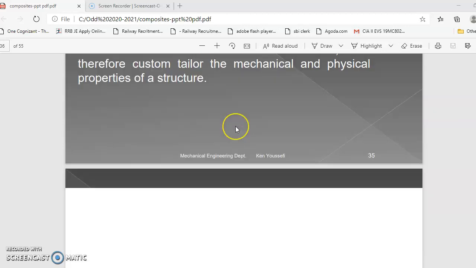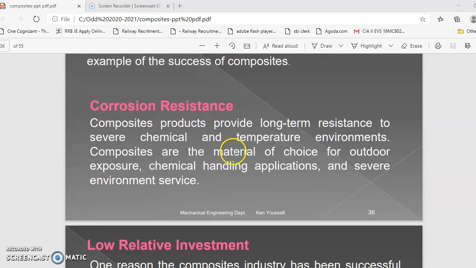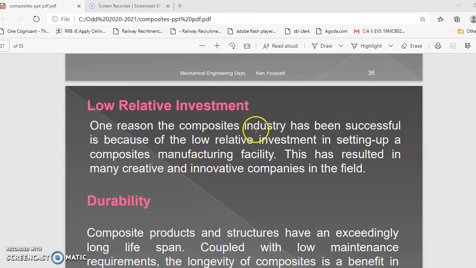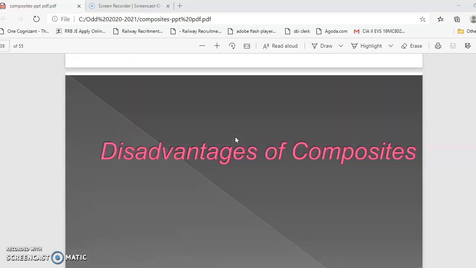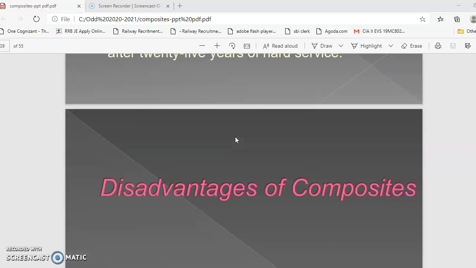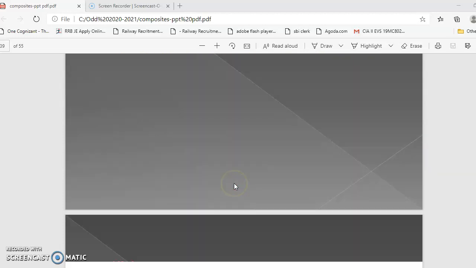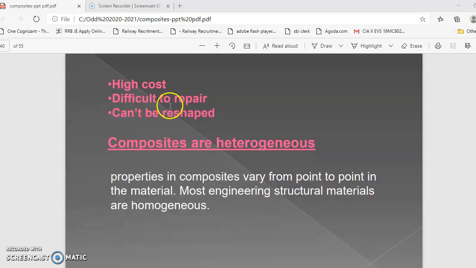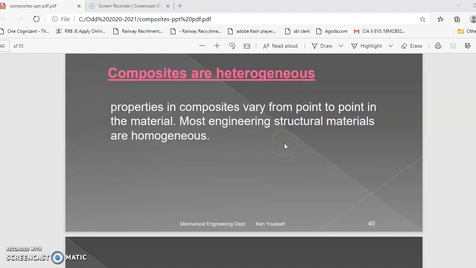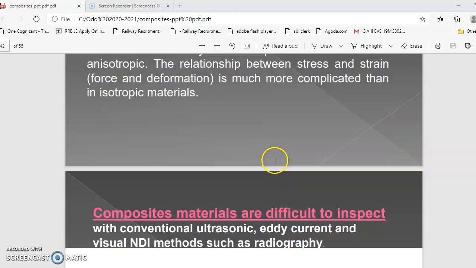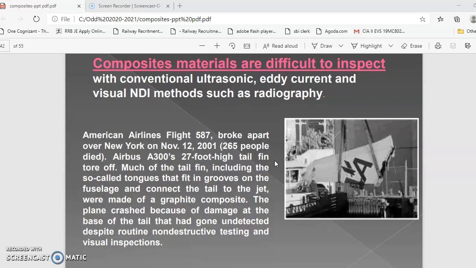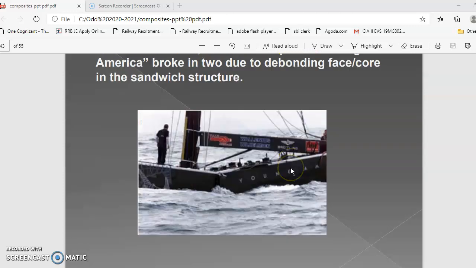higher specific strength is required, design flexibility, corrosion resistance, low relative investment, durability. Wherever all these properties are required, we could use composites. And the disadvantage is that they are high cost and difficult to repair. They cannot be reshaped. Definitely, they are heterogeneous and highly anisotropic. We don't have uniformity, and composite materials are difficult to inspect also.